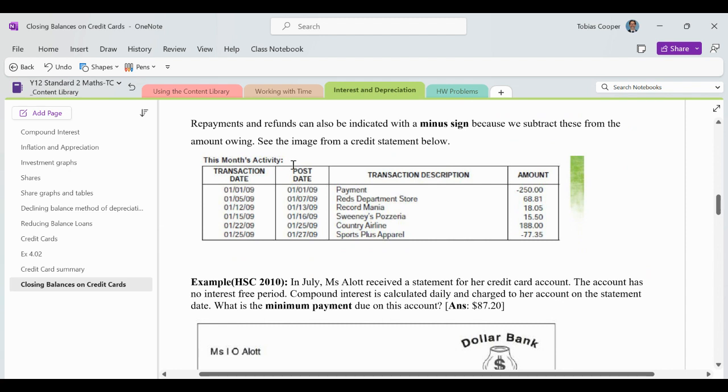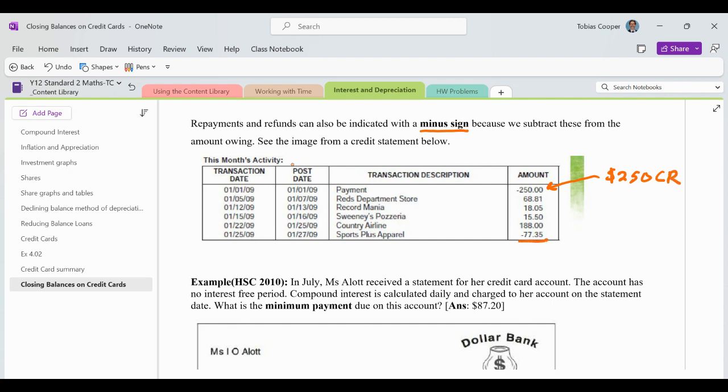Now, just a little bit of advice on the credits on your account: any payments you make, any repayments or refunds, can be shown on your account with a minus sign instead of the CR. So here, you made a payment of $250, and that's got a minus there saying that came off the amount that you owe, right? That means you've put $250 of credit onto your account.